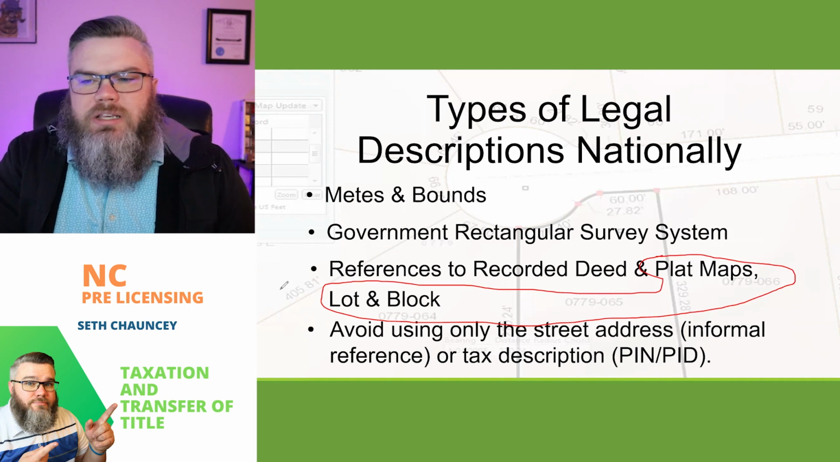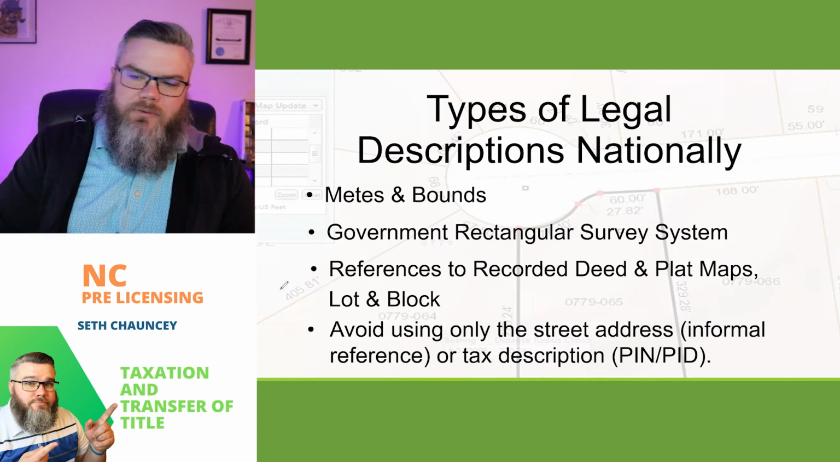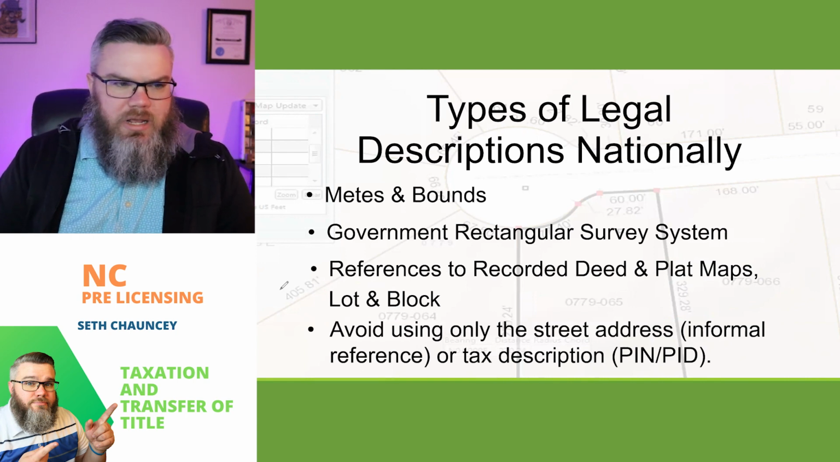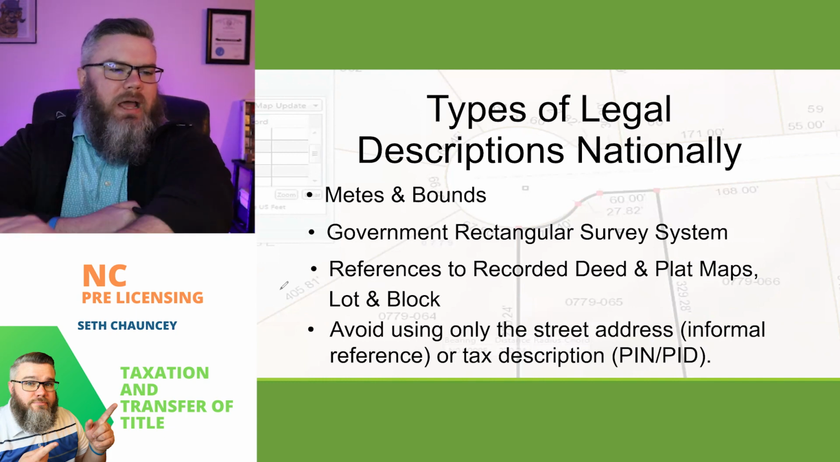So the street address is not enough to convey clear title. The tax address is also not enough to convey clear title. We need something a little more substantial. So let's start with the meets and bounds method, folks.